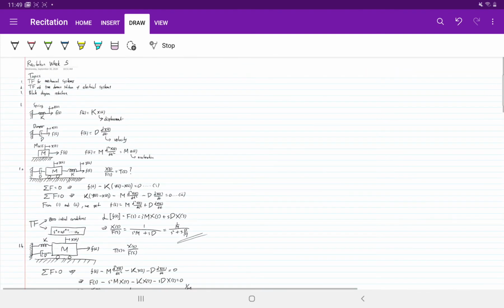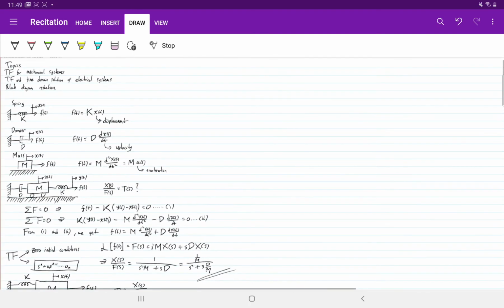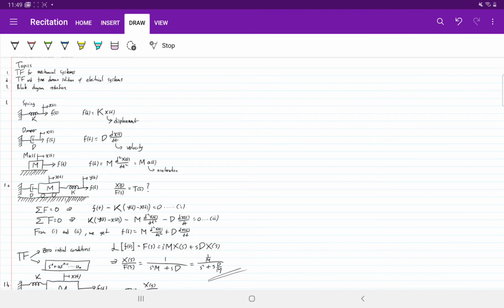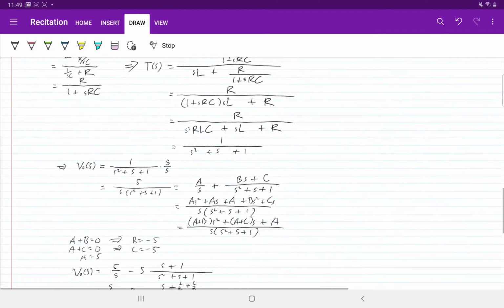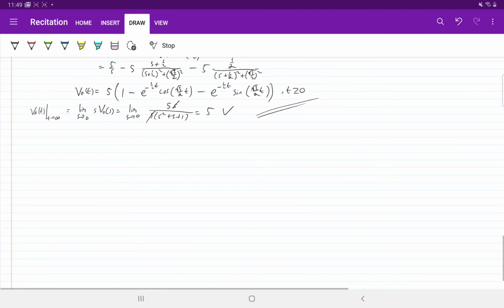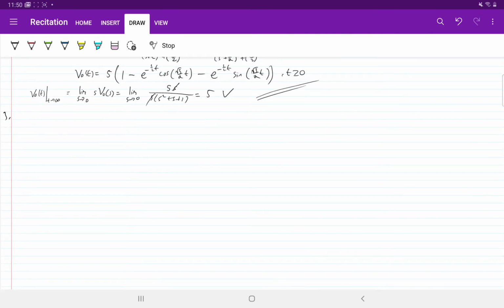Okay, so we are now finished with the second topic. So let us move on to the last topic, which is block diagram reduction. For block diagram reduction, I hope you already studied about block diagram. So for this time, I will be just giving you a problem. So consider this block diagram.